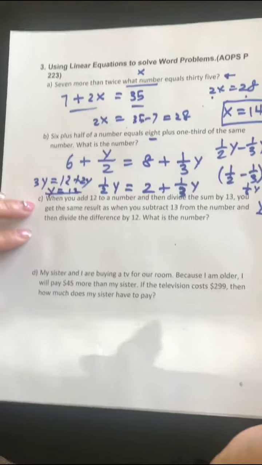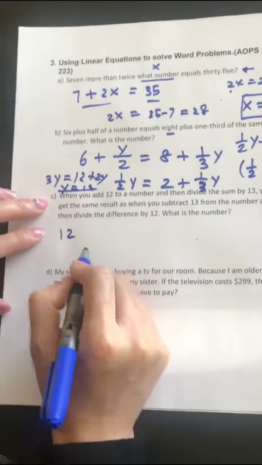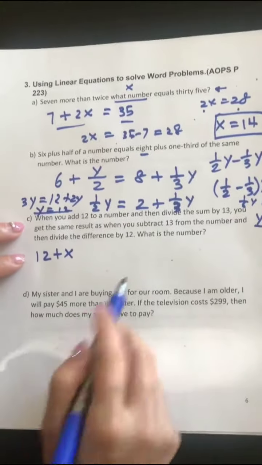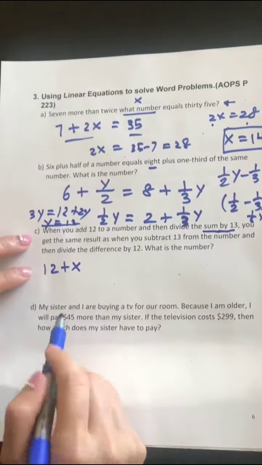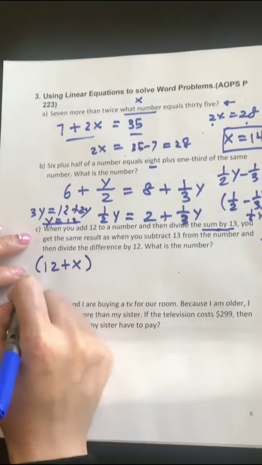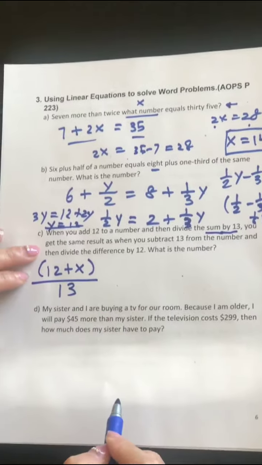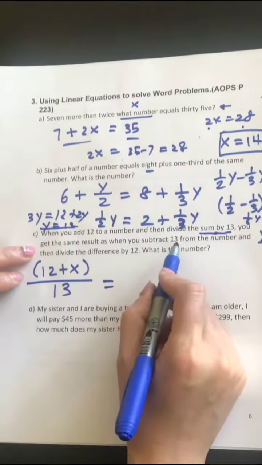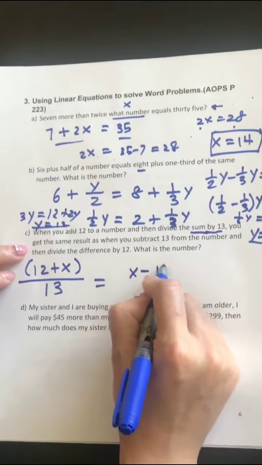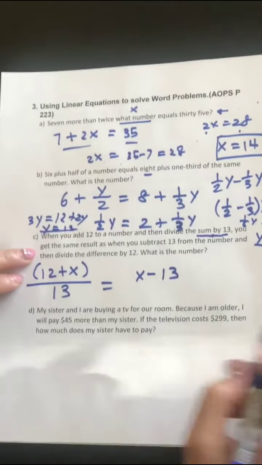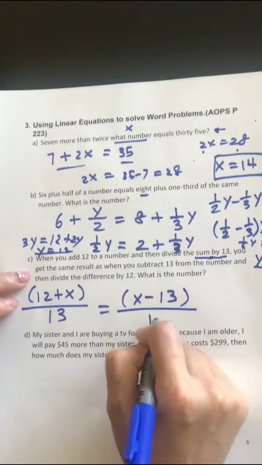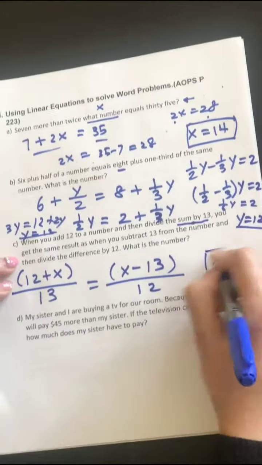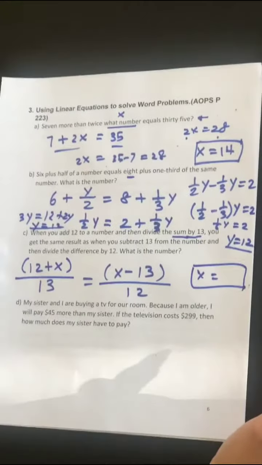Part C, when you add 12 to a number, say that number is the unknown variable x, then divide the sum by 13, you get the same result as when you subtract 13 from the number and divide the difference by 12. What is the unknown number x? This problem we'll leave for the students to figure out.